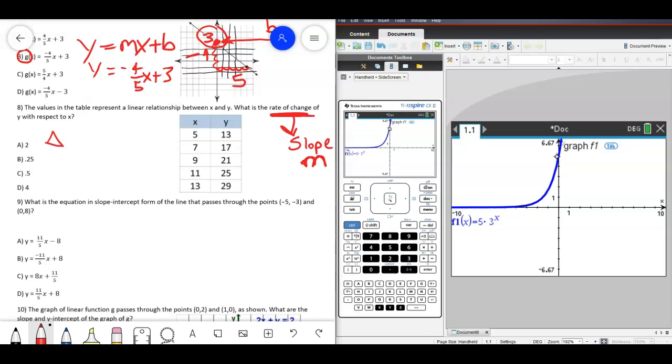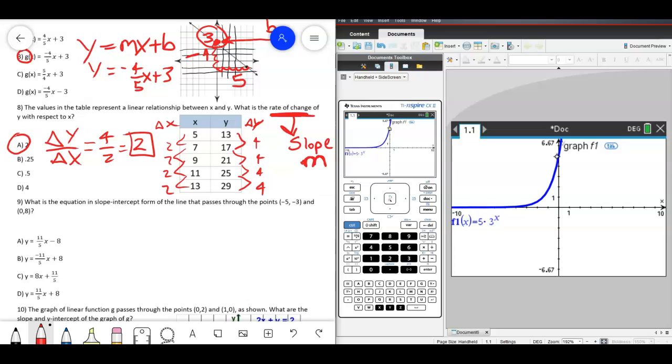If you remember, slope is change in y over change in x. So let's find that change in y and that change in x. Change in y is going up 4, 4, 4, 4. And x is going up 2, 2, 2, and 2. So change in y over change in x is 4 over 2, which is 2. Okay, not just 4, 4 over 2.